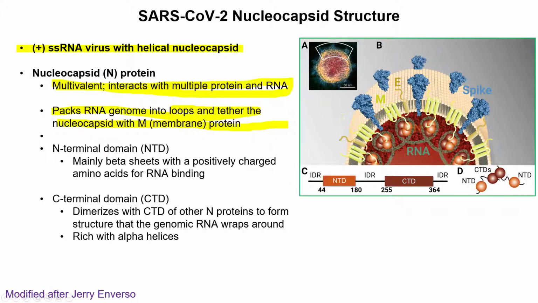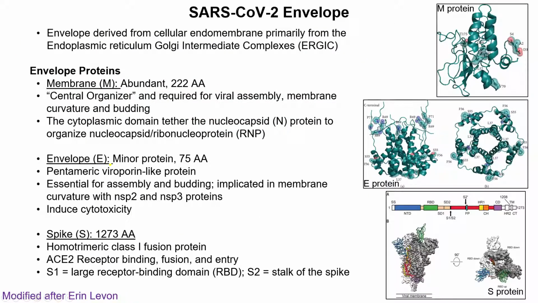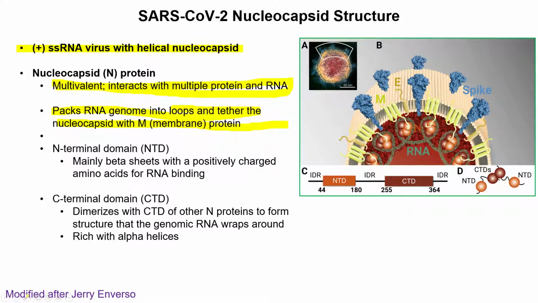So it keeps the nucleocapsid organized. And the N-terminal domain, or NTD, is mainly beta sheets with positively charged amino acids for RNA binding. Here is your important in-between question right here. The N-terminal domain is mainly beta sheet with positively charged amino acids for RNA binding.